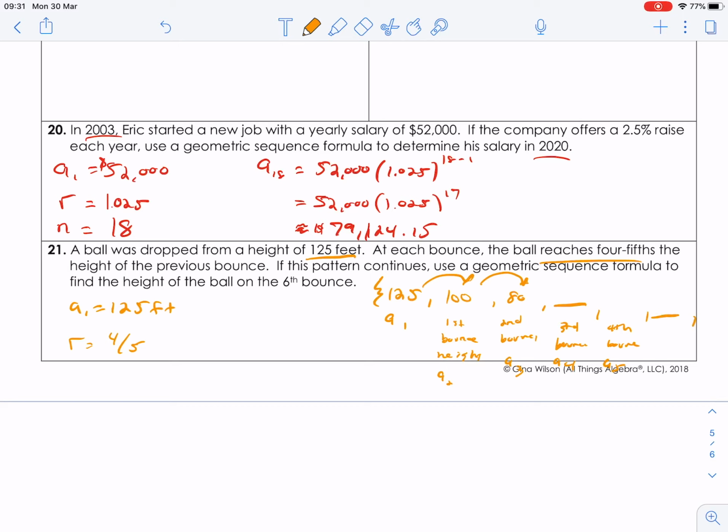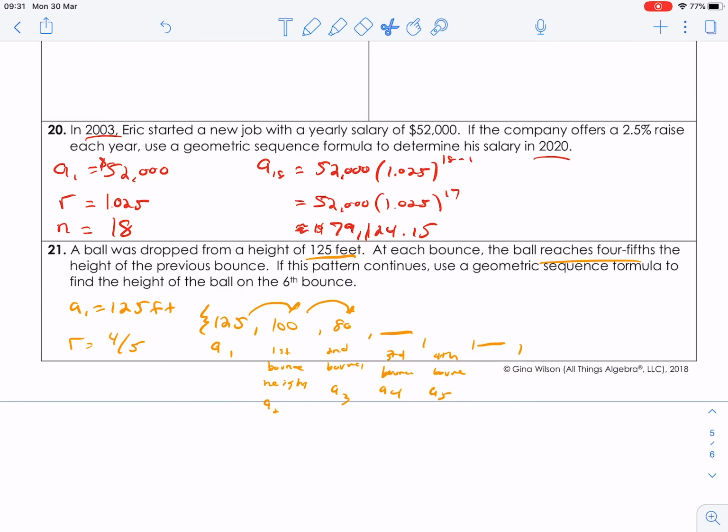fifth. Let's move this over. Fifth bounce, or A6, and then we have our sixth bounce height, which is going to be A7. So, 4/5 of 80 is going to be 64. So, 0.8 times 80, 64, then 0.8 times 64, it's going to be 51.2.